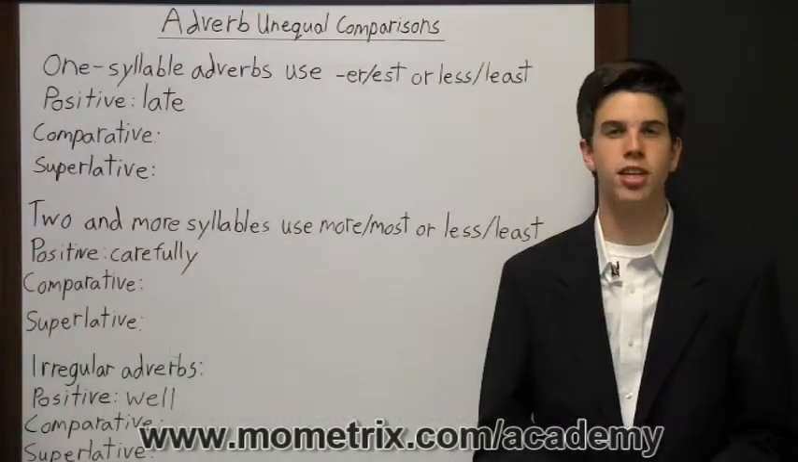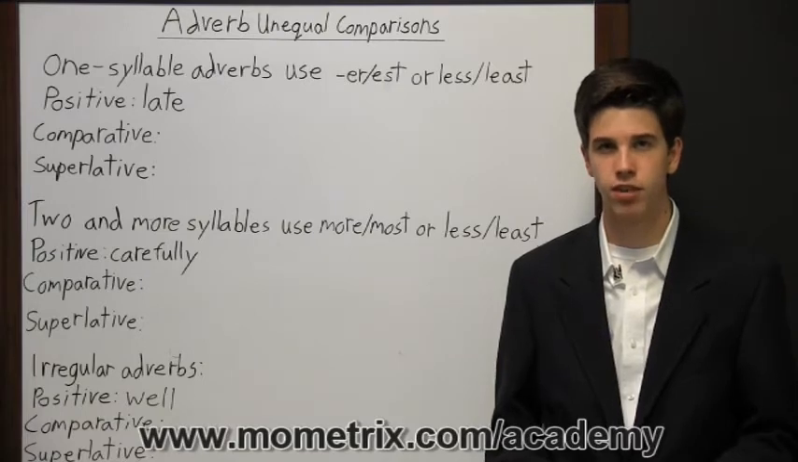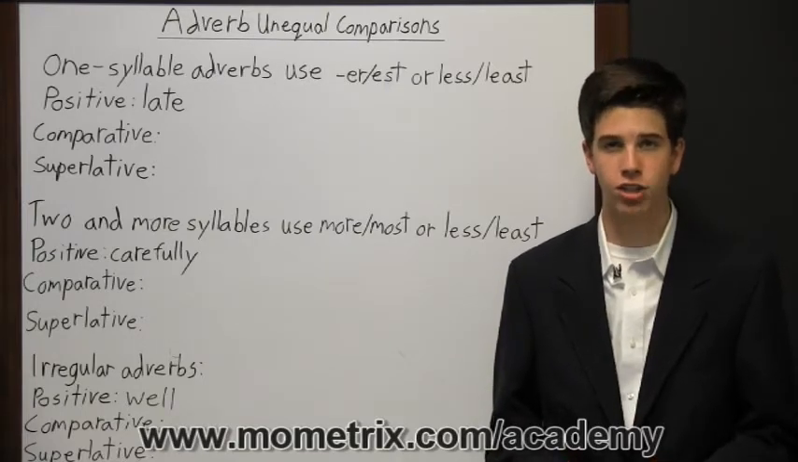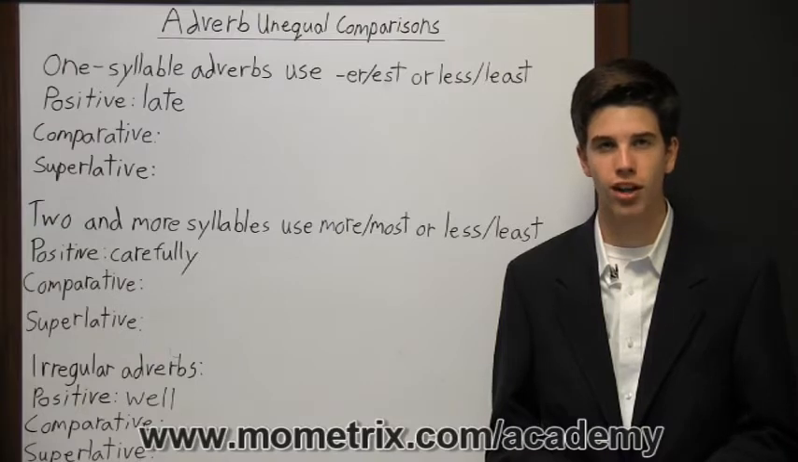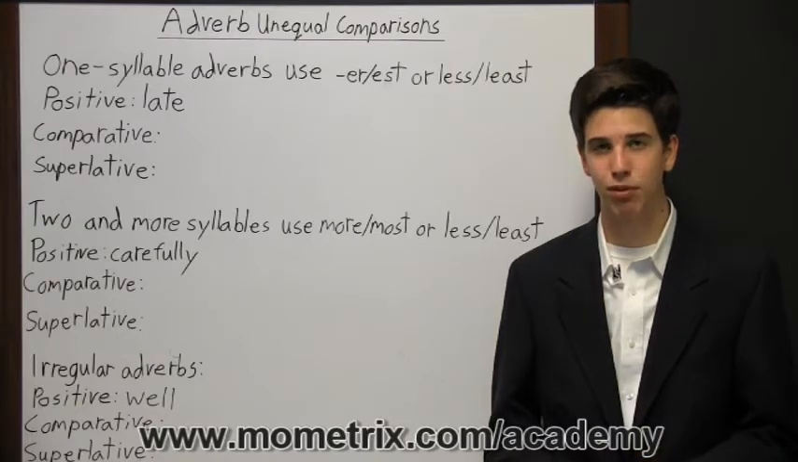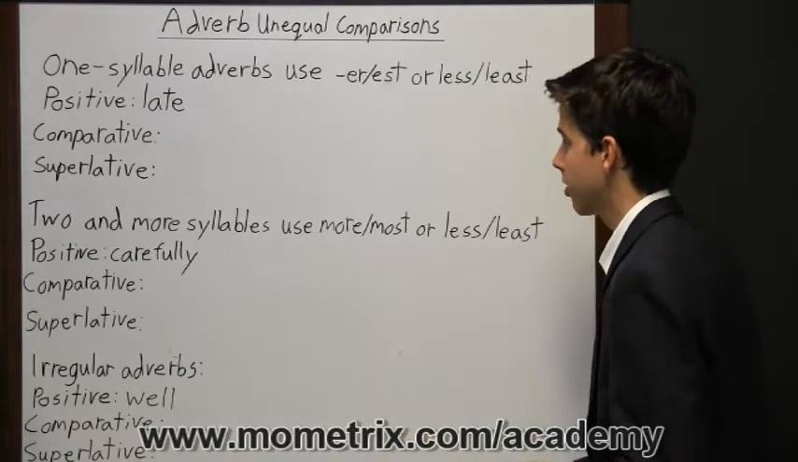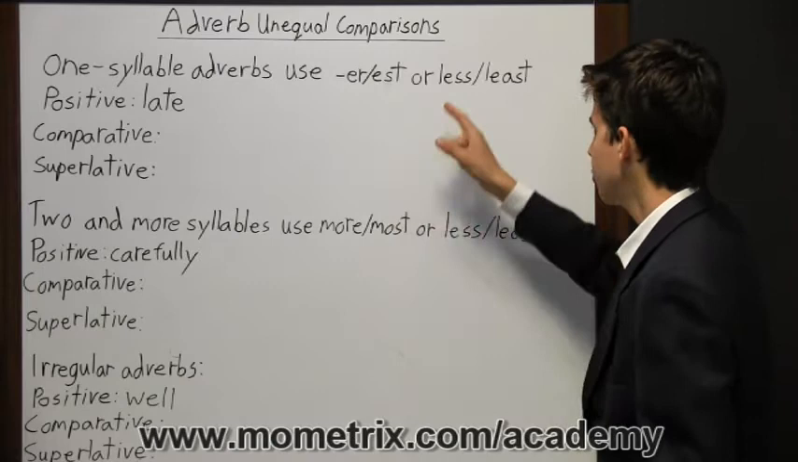Adverbs can be used to compare and contrast dissimilar actions. So the comparative form of a word is used to compare two actions, and the superlative form of a word is used to refer to one in a group of three or more that is the outstanding example of the action. So when we're dealing with one-syllable adverbs, we use the suffix er or est, or we use the words less or least.